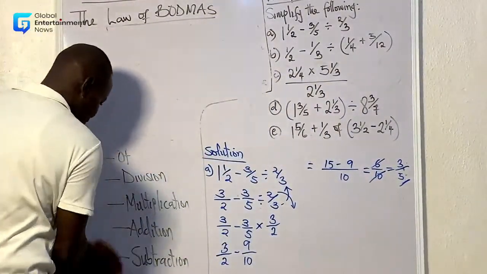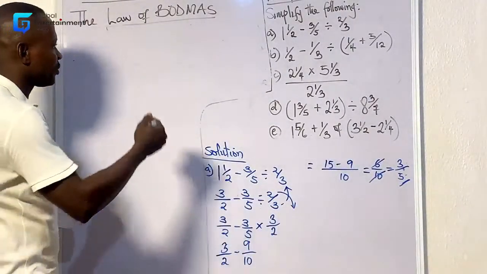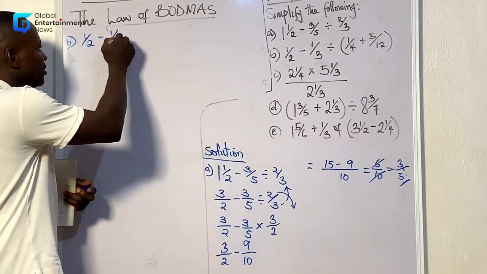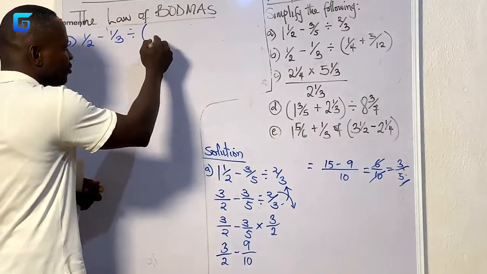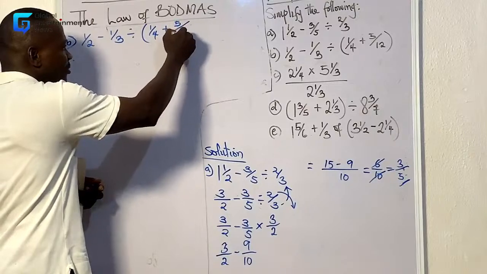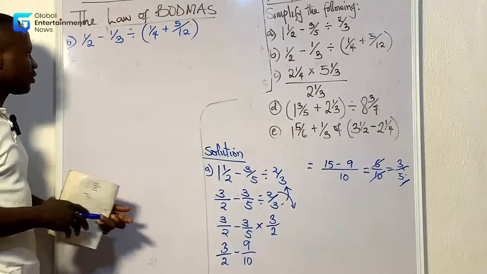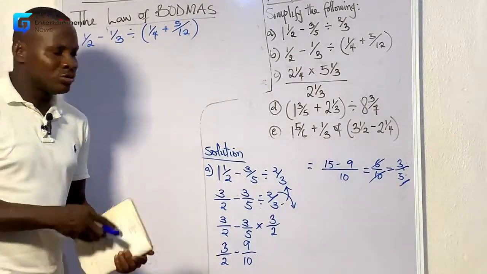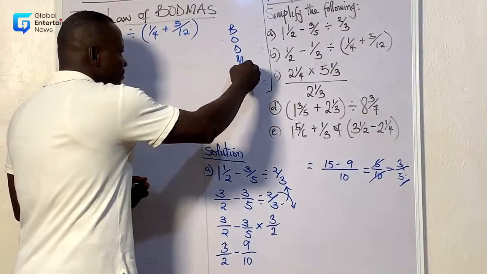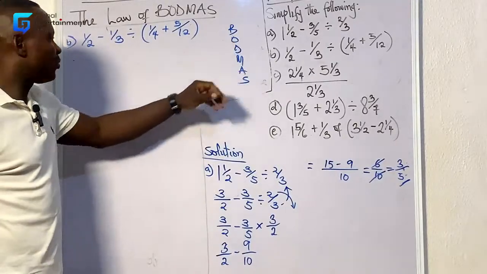Let's do the second example. The second question is, we have 1 all over 2 minus 1 all over 3 divided by, bracket open, 1 all over 4 plus 5 all over 12. Looking at the basic operations we have here, who can tell me what we are going to do? These are the operations we are following. BODMAS. Do we have bracket here? Yes, we have bracket there.